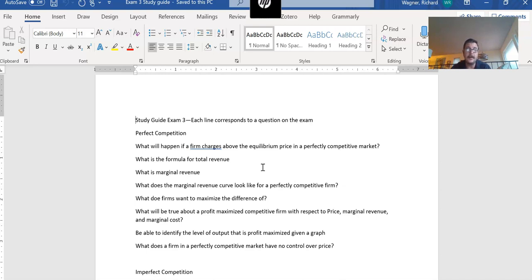Okay, let's see here. What does the firm want to maximize the difference of? Well, they definitely want to maximize profits, so they are trying to gain more revenue over cost. Okay, that's what they're trying to get the most of there. What is true about a profit maximized competitive firm with respect to price, marginal revenue, and marginal cost? When a firm in this perfect competition structure decides its output, remember it's marginal revenue equals marginal cost. That's all going to be equal to price. They're all going to be equal there.